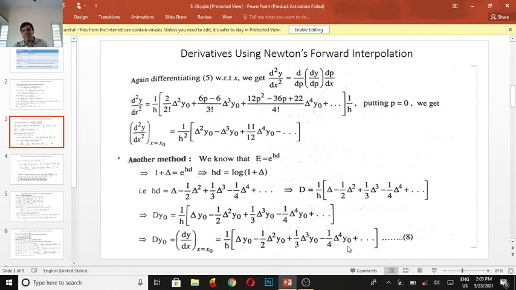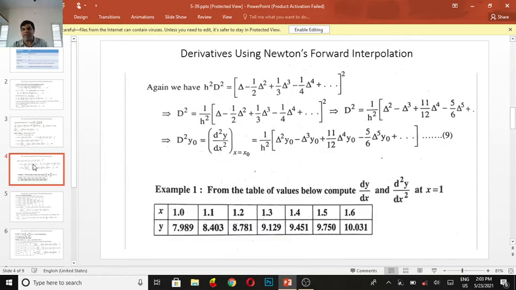Now, to find the second derivative, in the same way, we square that. First, we get h square D square is equal to delta minus 1 by 2 del square plus 1 by 3 del cube minus 1 by 4 del raised to 4, etc.